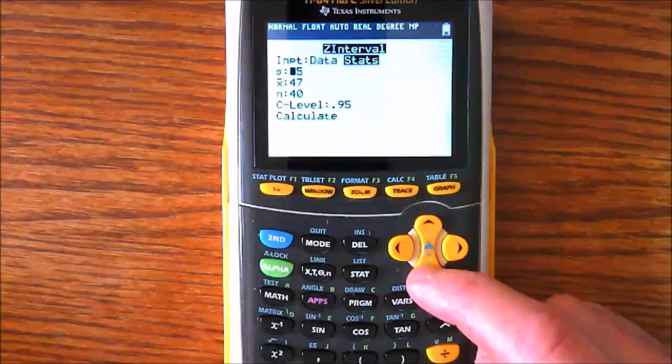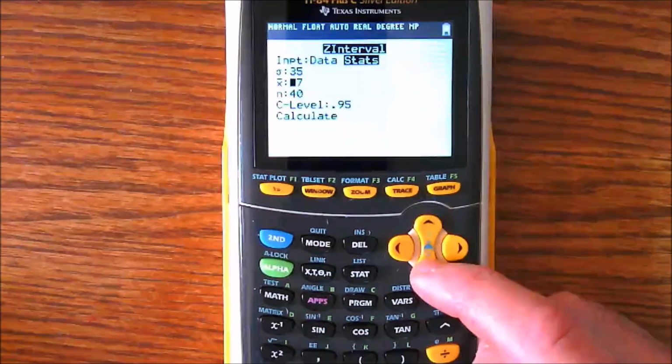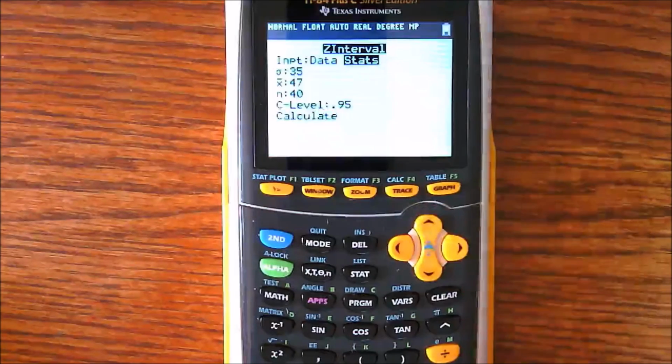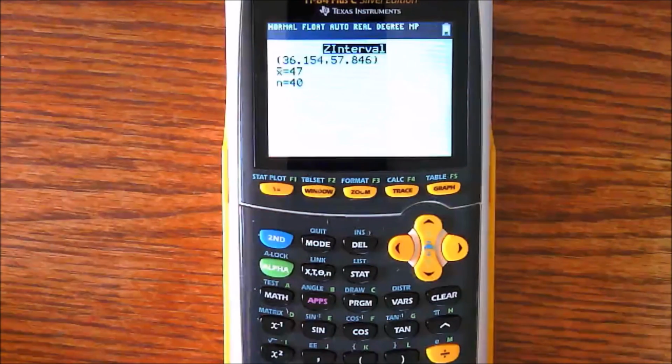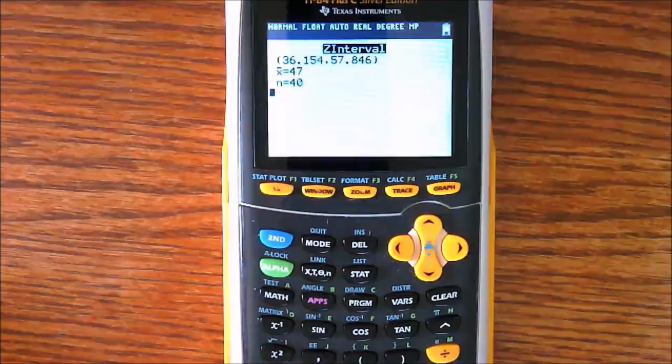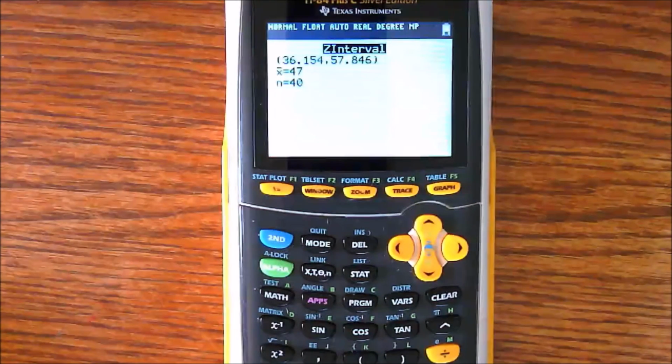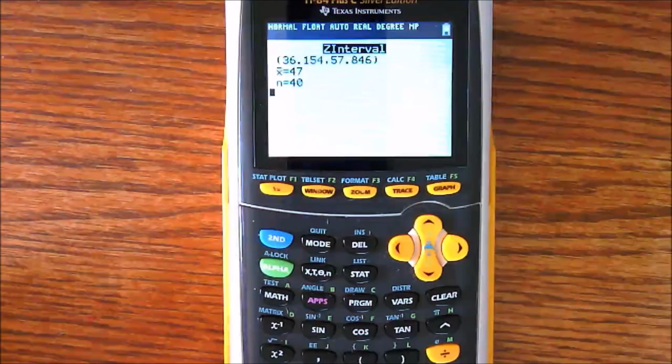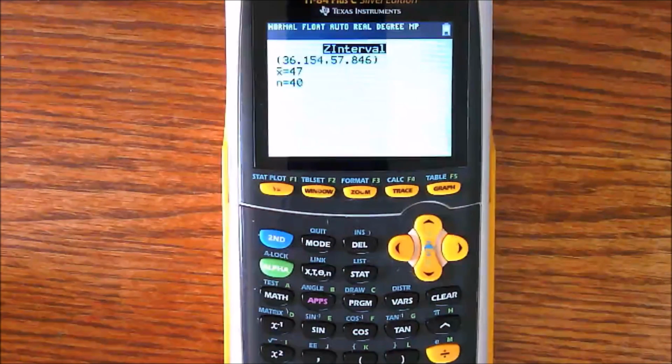We're going to do choice number 7, a z-interval. Okay, we're going to keep it on stats, 35, yep, 47, yep, and 95%, and it will tell us the 95% confidence interval, 36.2 to 57.8 or so. That's how you do the sunspot problem on the calculator. We'll go over what these numbers mean in just a moment.